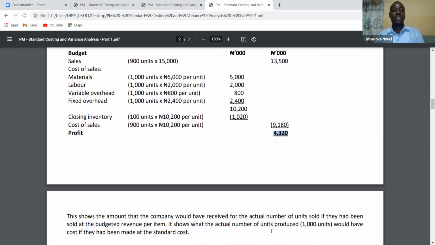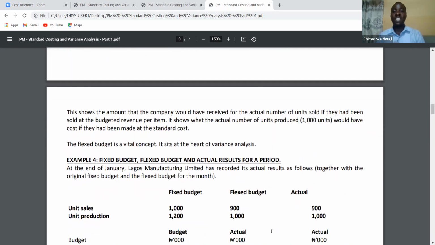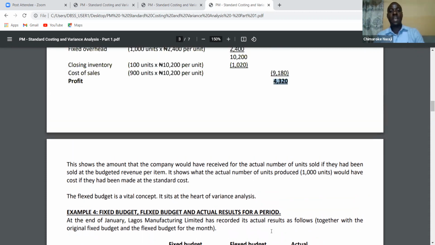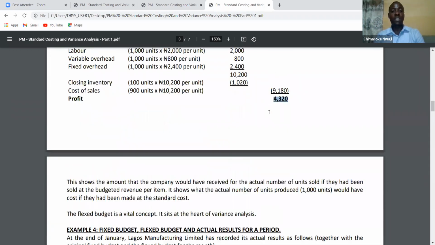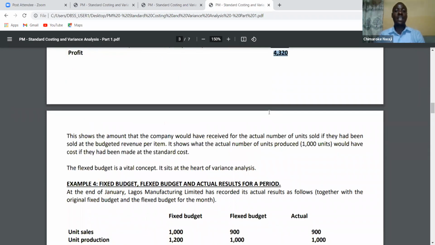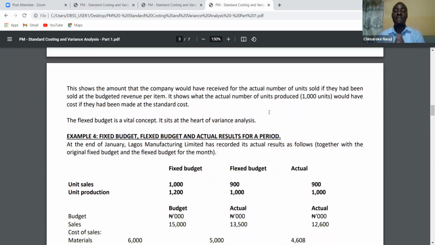All right. This shows that the amount that the company would have received for the actual number of units, if they had sold at the budgeted revenue per item, is what we have here as our budgeted sales, the flexible budget. And so we've talked about it, and we said it is at the actual level of activity. So the flexible budget is a vital concept.